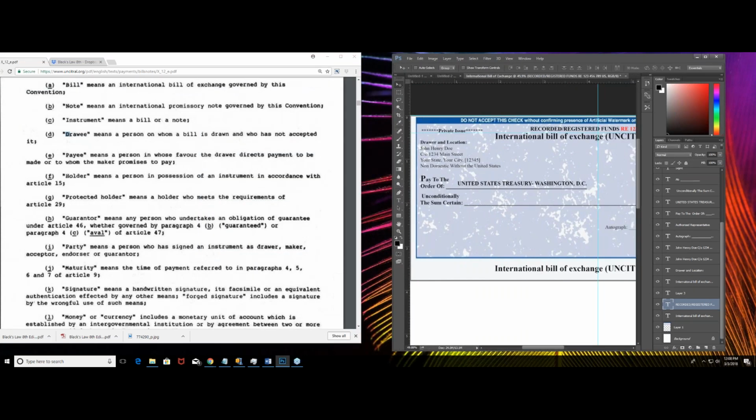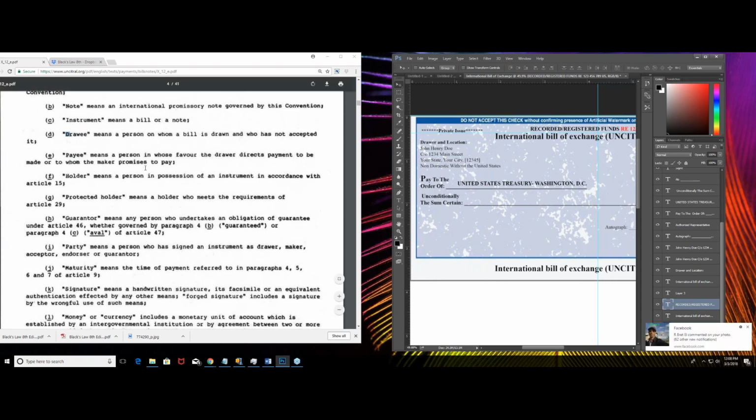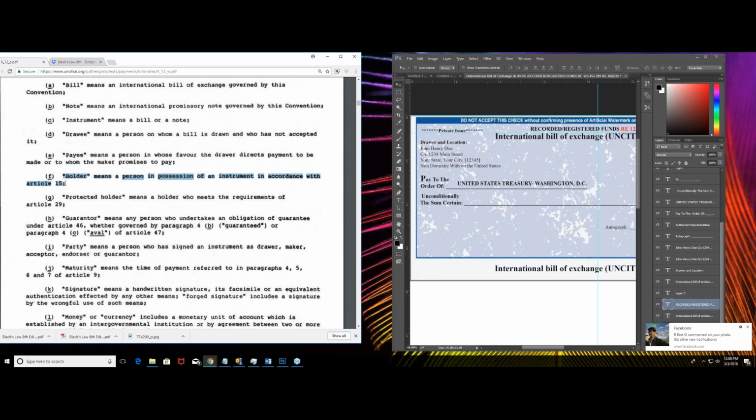All right, now, we have all of our definitions. Payee means a person in whose favor the drawer directs payment to be made or to whom the maker promises to pay. We all know what a payee is: a person who's getting the money. Holder means a person in possession of an instrument in accordance with Article 15. That's what the Secretary of Treasury is. He is a holder. You are the holder in due course.